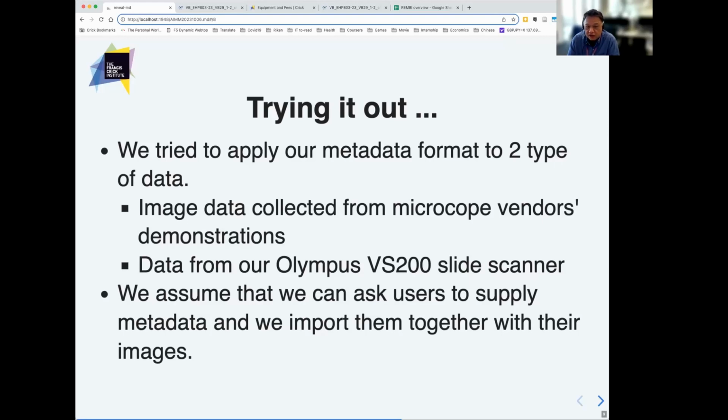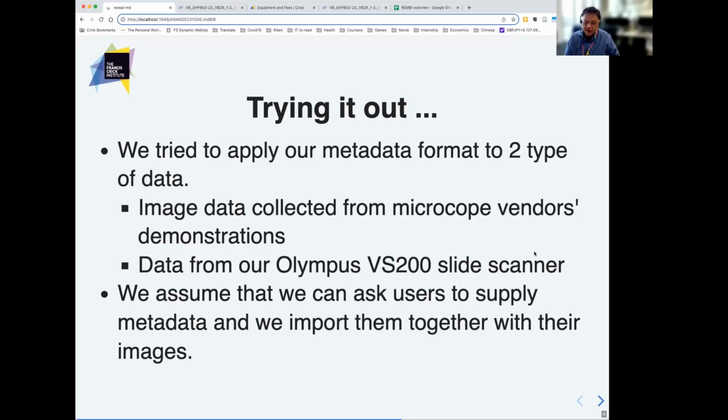The other part is our existing slide scanners. We have two slide scanners connected to the network storage, so they write directly to the network storage, and from there we have a semi-automated way to transfer and import those images directly to OMERO. So we thought we can add the metadata to that. If we ask the users to supply the metadata, we can import it together with their images.